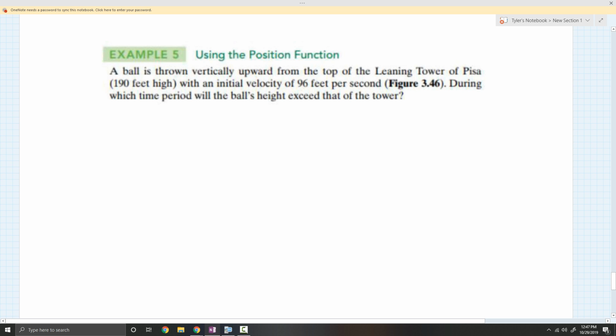So you could try to draw a picture of this. Essentially we have this tower, which is 190 feet high, and we're throwing a ball upward, and as you can imagine, it's going to have this quadratic shape and go until it hits the ground, where this is the ground. The initial height of the object is 190, so s sub naught would be 190 feet, and the initial velocity is 96 feet per second.